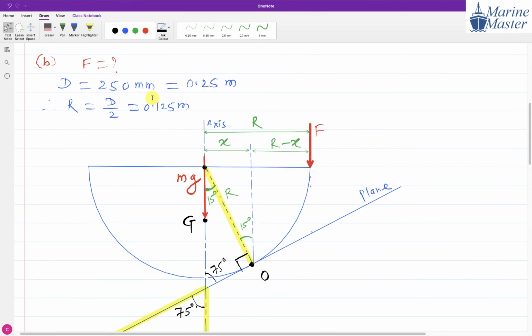Just write down this discussion. That is what our target is in B part.